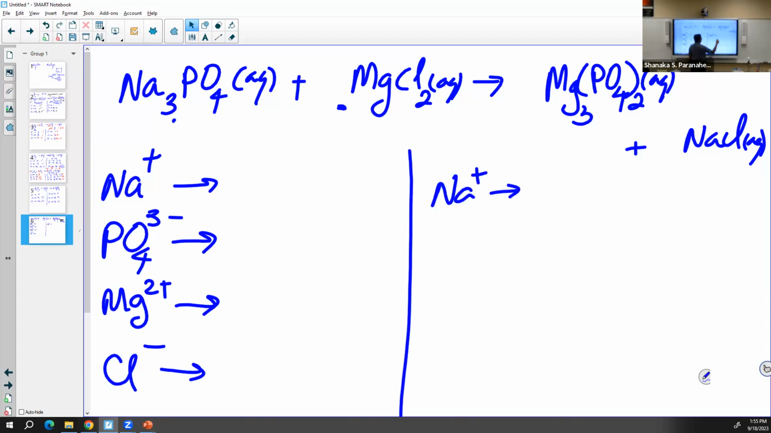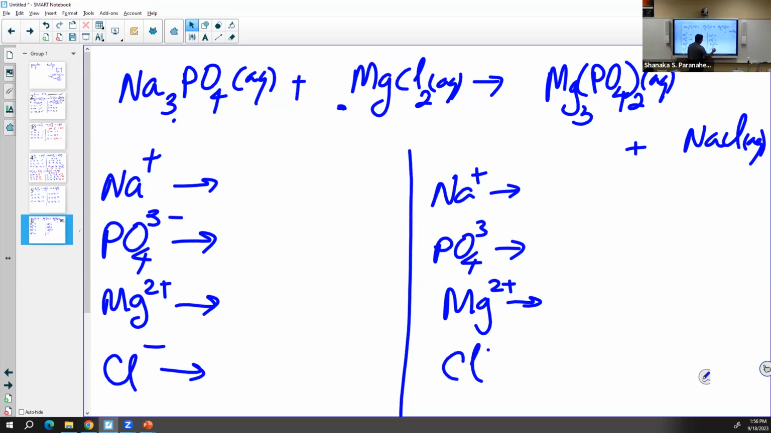Okay, so product side, sodium, it is present in sodium chloride. We have sodium ion in sodium chloride. And also we have phosphate ion in magnesium phosphate. So we're going to keep it as a unit. The next one is magnesium. It is present in magnesium phosphate. And the last one is chloride in sodium chloride. So we have the same ions and the same polyatomic ion on both sides of the reaction.